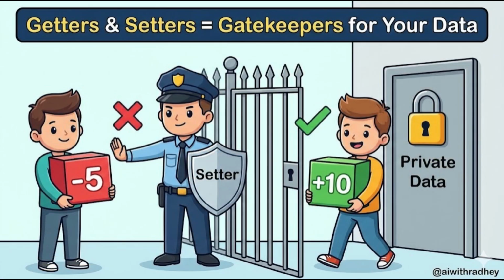Getters and setters. Once the data is hidden, we still need a safe way to use it. That's where getters and setters come in. They're the gatekeepers. A getter lets us read the value, and a setter lets us update it, but with rules. For example, a setter for age can check that the number is actually valid before allowing it. That way, your program refuses bad data before it becomes a problem.